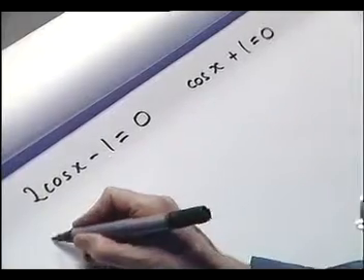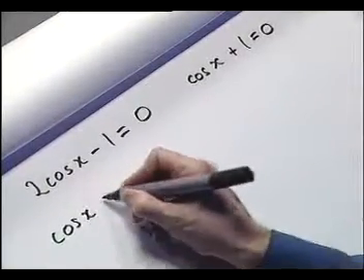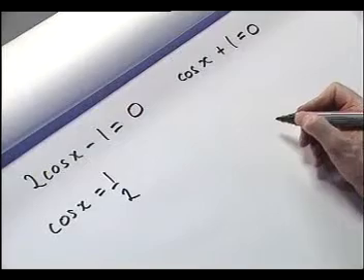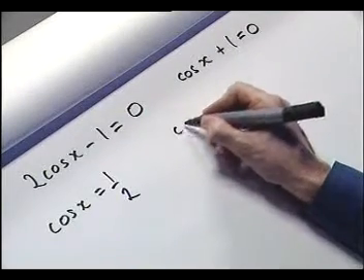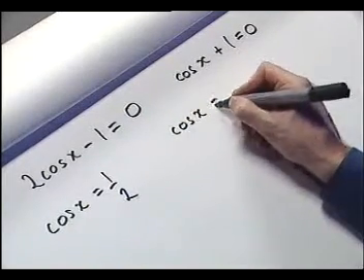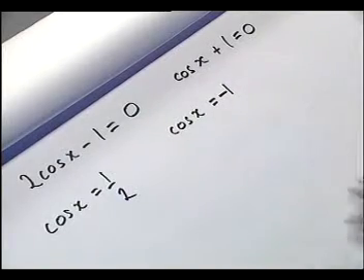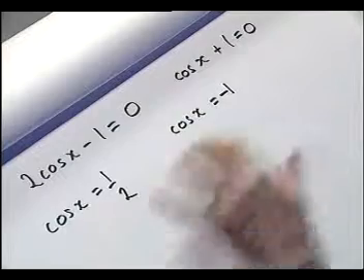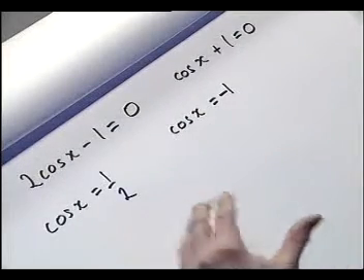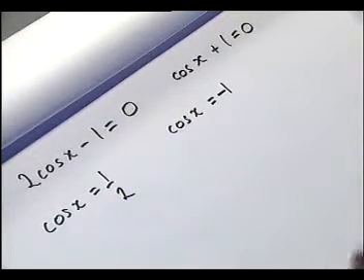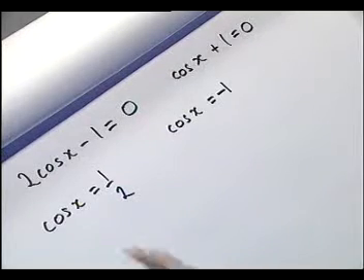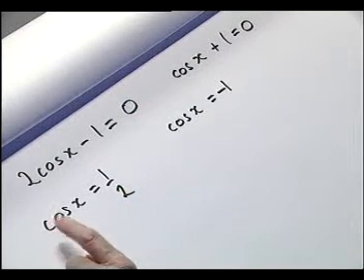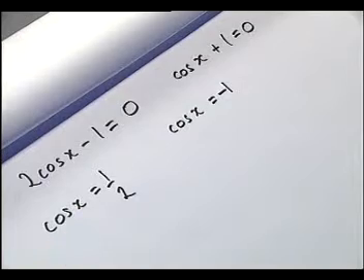So this one tells me that cos of x is equal to a half, and this one tells me that cos of x is equal to minus 1. And both of these are possibilities. So I've got to solve both equations to get the total solution to the original equation. So let's begin with this. Cos of x is equal to a half.